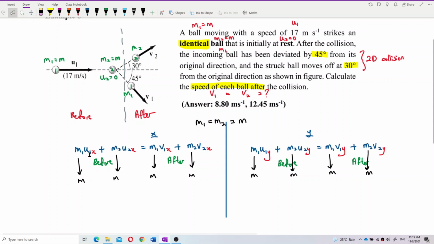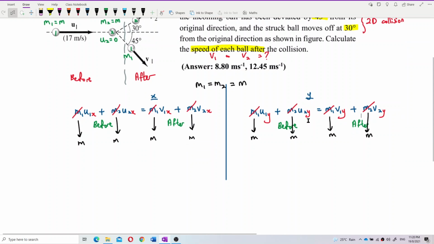This equation, the mass 1 and mass 2, we can substitute by the same alphabet, m. So that means we can divide both sides by m, and the m will disappear. We divide by m, so all this disappears. We can cut off. Understand or not? The left hand side divide by m, the right hand side also divide by m, so the m disappears. Same thing goes to the y component. Left and right hand side, the m just disappears because they have the same mass.